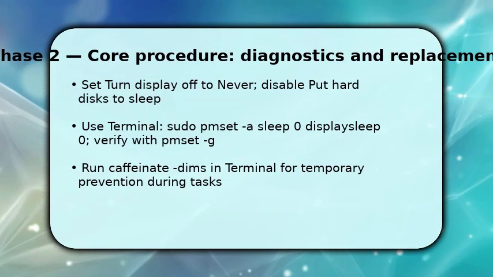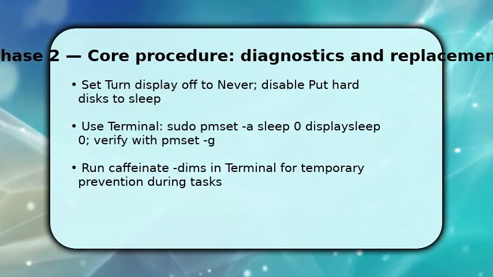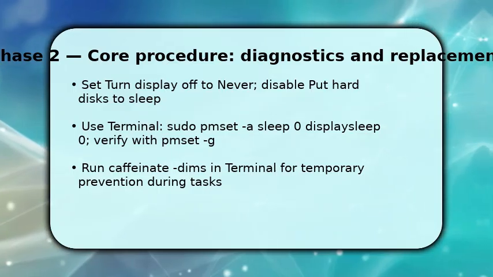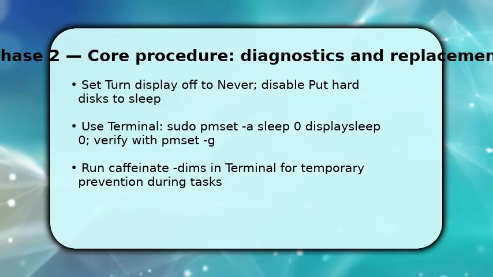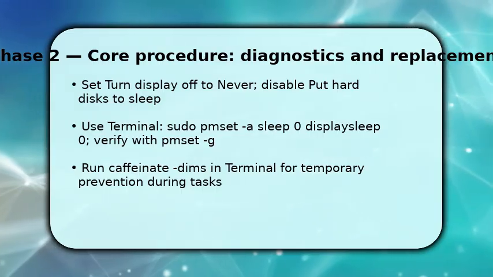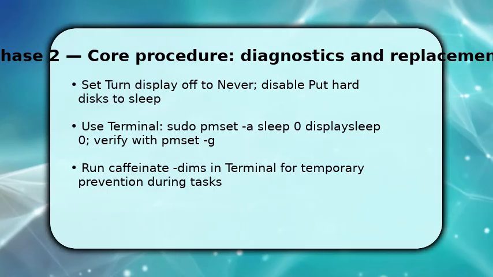You now change the core settings. Open Energy/Battery and set the display and computer sleep timeouts to never. Disable automatic disk sleep and Power Nap. Once those are set, use Terminal to enforce system-wide rules. sudo pmset -a sleep 0 displaysleep 0. This ensures settings persist across reboots.